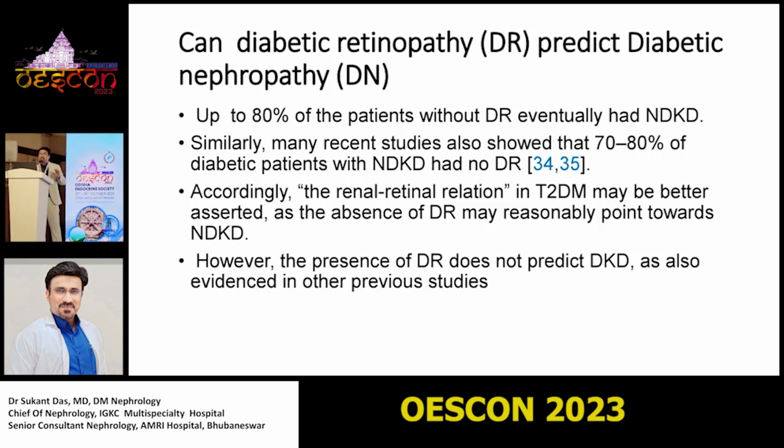So, as I just stated, the renal retinal relation in type 2 diabetes may be better asserted as the absence of diabetic retinopathy reasonably pointing towards non-diabetic kidney disease. Let me repeat this sentence once again. Presence of diabetic retinopathy may not conclusively point towards diabetic kidney disease, but an absence of diabetic retinopathy with the presence of certain other indicators such as nephrotic syndrome, nephritic syndrome, or rapid decline in GFR can often point us towards a non-diabetic kidney disease as the most probable cause of kidney disease in a patient with diabetes and kidney disease.